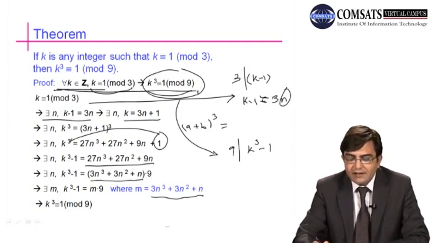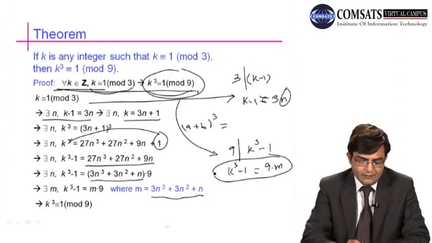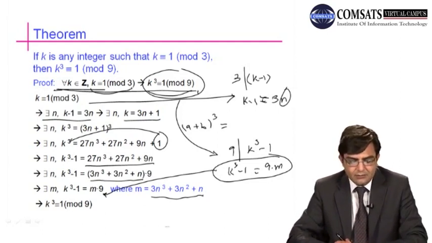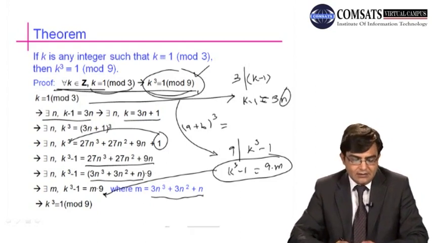If 9 divides k cube minus 1, then k cube minus 1 can be written as 9 into some integer, we say m. So this is what we have obtained here. K cube minus 1 can be written as m into 9. So what does it mean? It means that k cube is congruent to 1 mod 9, which is the conclusion of this conditional statement given here. So this is what we have to prove.